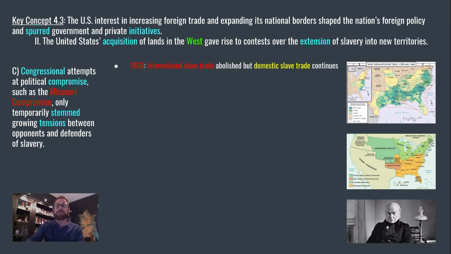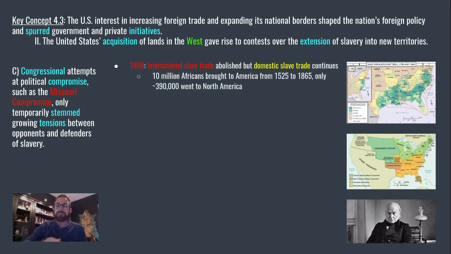Let's look at some numbers here, by the way, that shows you just how big the domestic slave trade was. 10 million Africans were brought to America over that almost a 350-year period there. Only about 400,000 went to North America. Okay? Now, 1.2 million were traded after the international slave trade was abolished. So what we're seeing here is it's still a very large amount involved in the domestic slave trade.